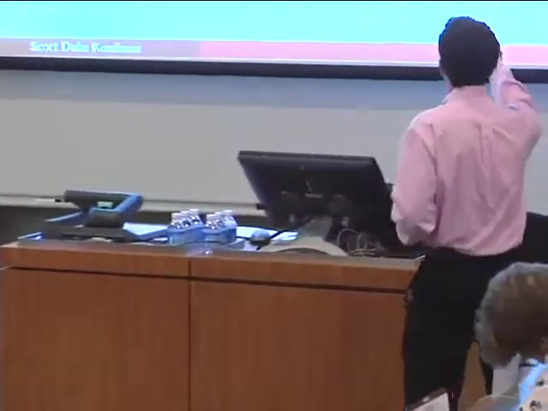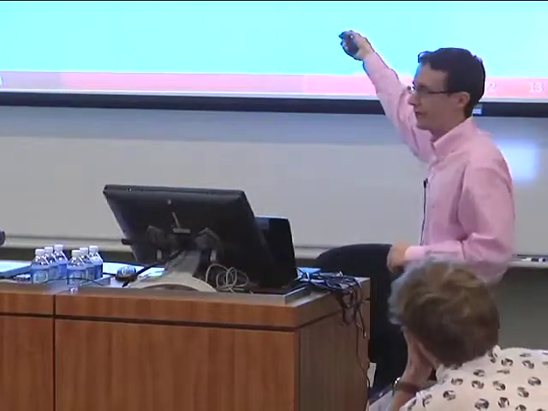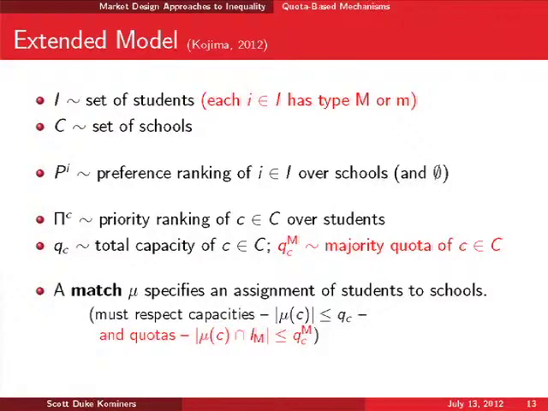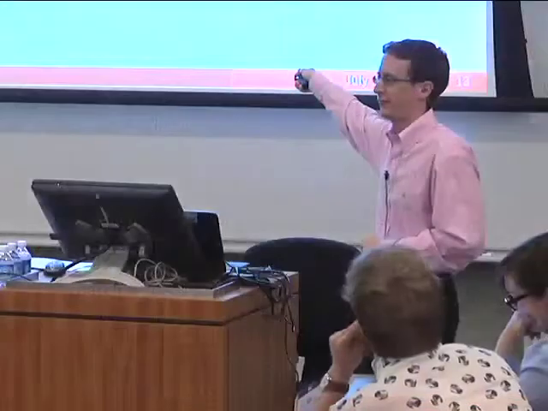Okay. So now, first round of more formalism. We're going to give the agents types. Capital M and little m will be majority and minority. What these types mean is actually not necessarily important for this. We just need the agents to have two types, and the quotas are going to restrict the total number of type capital M, so the total number of majorities at the school. So we have now both the capacity vector Q and the majority quota vector Q capital M. Okay?